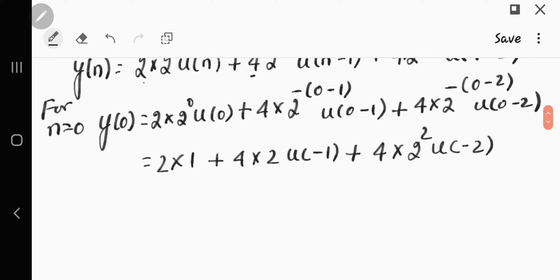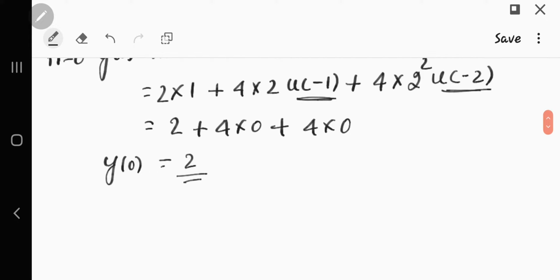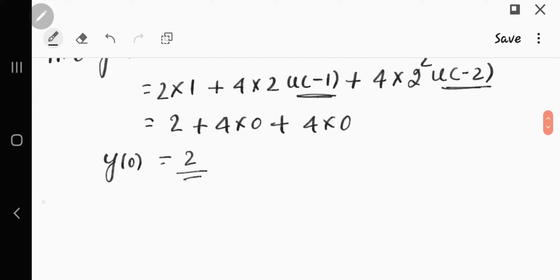Now from the definition of impulse response, for negative values of n, our unit step function will be 0. So that gives us 2 plus 4 into 0. This term will become 0. 0 into 0 is 0, plus 4 into, again u of minus 2 is also 0. So if you simplify this, you will get y of 0 as 2. So this is for n is equal to 0.